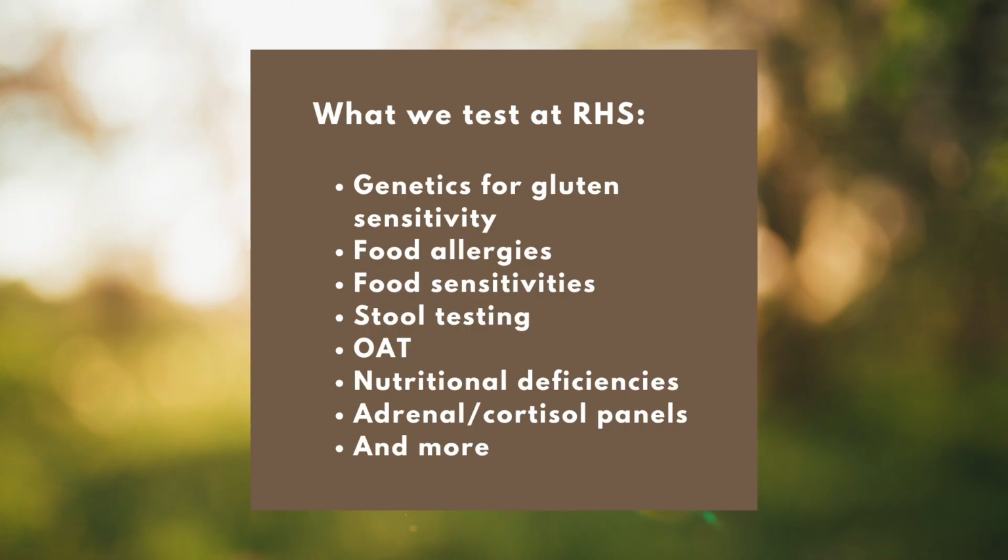At Restorative Health Solutions, we use other tests to look at the whole picture. We test several things, such as genetics for gluten sensitivity. We look at food allergy profiles. We look at food sensitivity panels. We look at stool testing and organic acid testing to look at the microbiome. We look at nutritional deficiencies. We look at adrenal and cortisol panels and more.